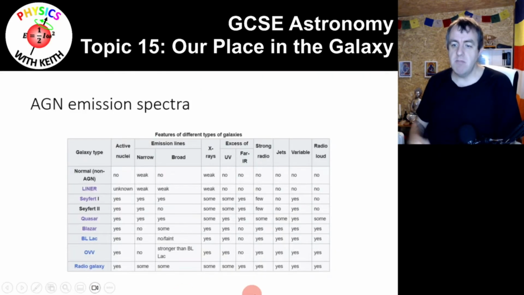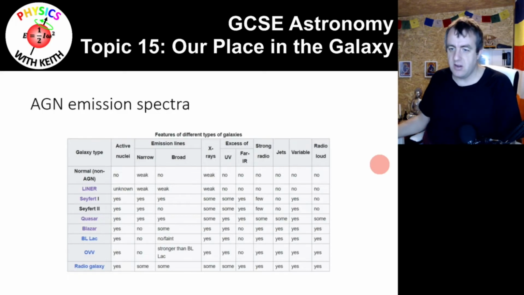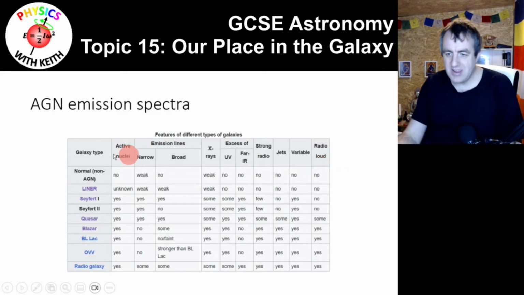So here is the emission spectrum for active galactic nuclei, or spectra, because there's a different spectrum for each active galactic nucleus. We've got normal galaxies, that's not active galactic nucleus type galaxies, and you can see the radiation we get from that, a little bit of X-rays, but not much else. And then we go down the list. Radio galaxies emit everything right the way down to radio waves. You've got your blazars there emitting pretty much everything, but interestingly not far infrared.